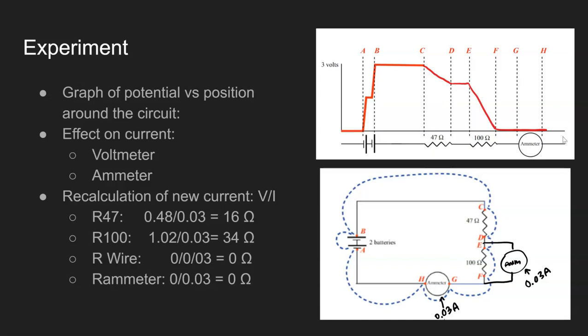The effect of the voltmeter on the current was shown to be 0, as the current was unchanged when the voltmeter became a part of the circuit, mostly due to its impedance. However, when the ammeter was placed parallel to one of the resistors, as shown in this bottom image, there was an increase in the current to 0.03 amps due to the node rule and the split in the current. Using this new current, the new resistance values were calculated using Ohm's law.